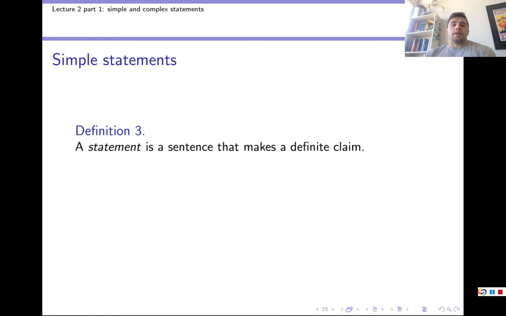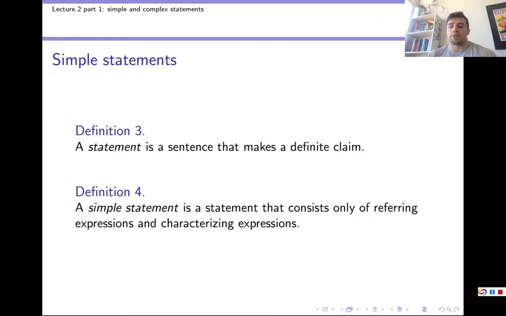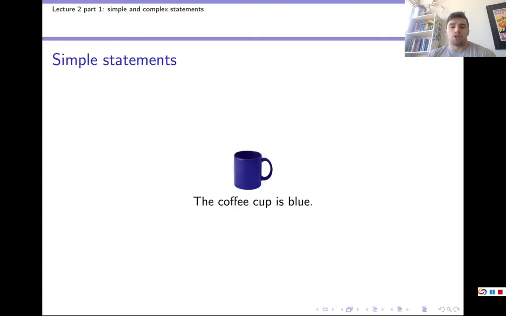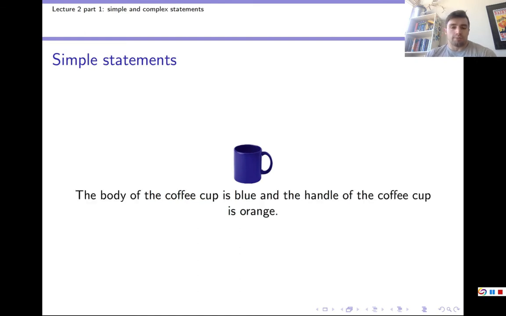Okay, so we've seen that a referring expression and a characterizing expression can be used together to make a definite claim. We then say that a statement is a sentence that makes a definite claim. And stronger than that, we say that a statement is a simple statement if it consists only of a referring expression and a characterizing expression. The example we just saw, the coffee cup is blue, is a simple statement by definition 4 from that last slide. Now here's another example of a statement.